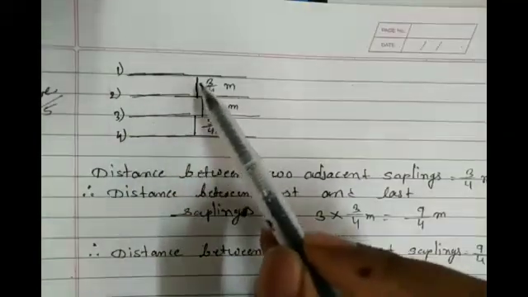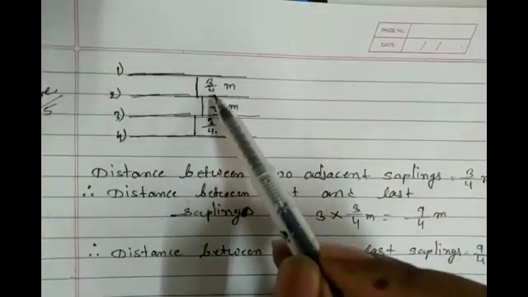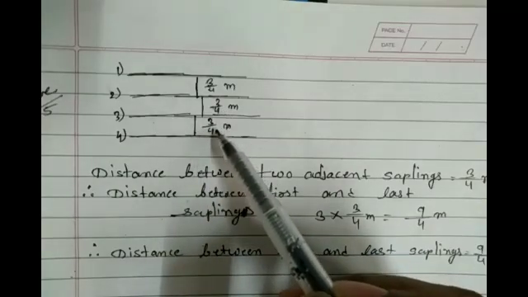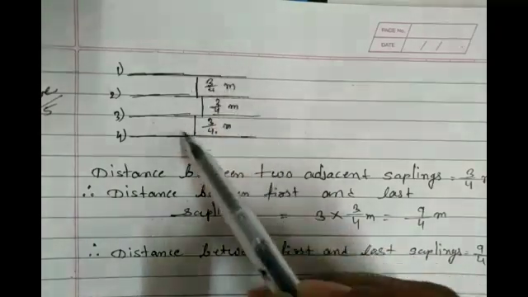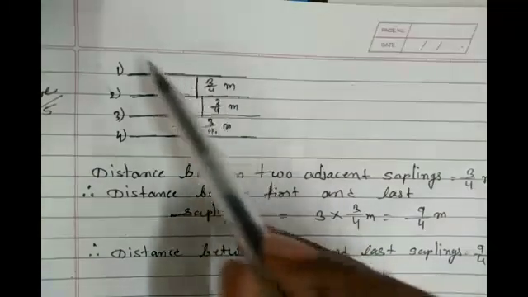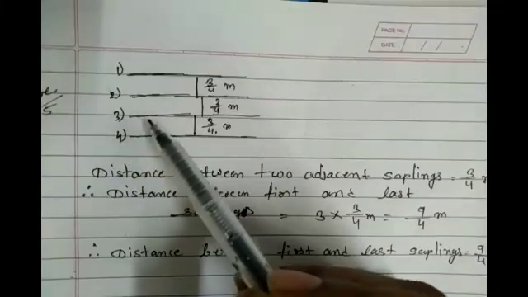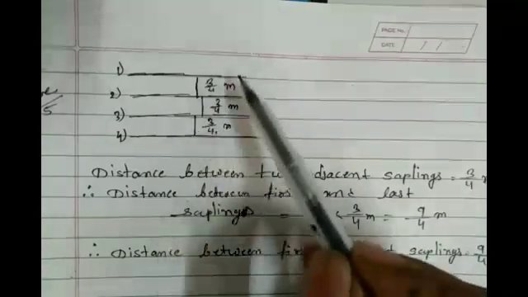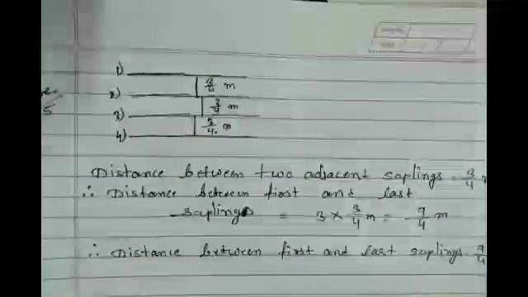So see, the distance between 1 and 2 is 3 upon 4, 2 and 3 is 3 upon 4, and 3 and 4 is 3 upon 4. It means the total distance is 3 times 3 upon 4. So for finding the distance between 1 and 4, we have to multiply 3 upon 4 with 3, because there are 3 gaps of 3 upon 4. So let's see the solution.